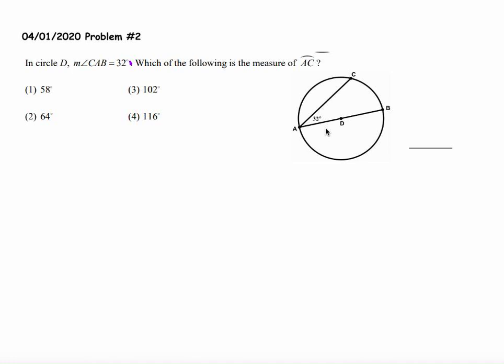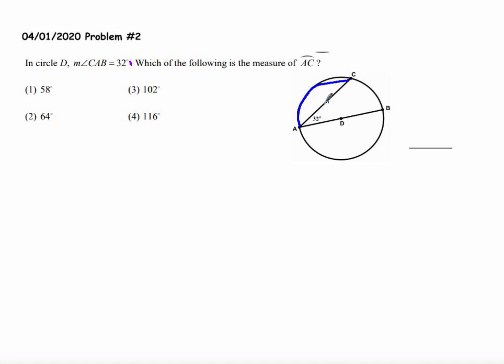Here's another example. In circle D, angle CAB is 32, which is given. Which of the following is the measure of the arc AC? So we need to find out the measure of this arc AC. This is the minor arc.